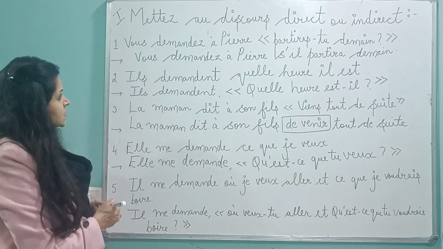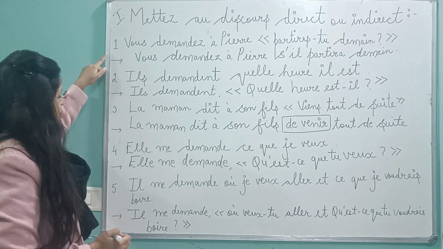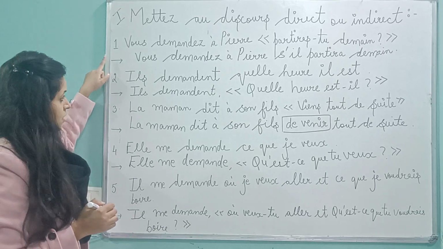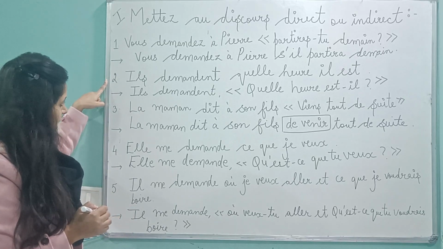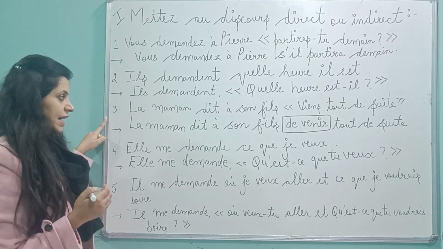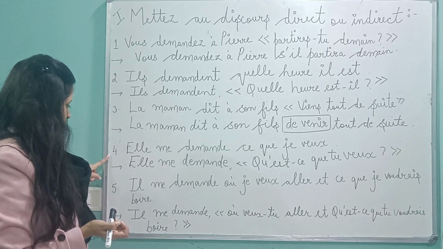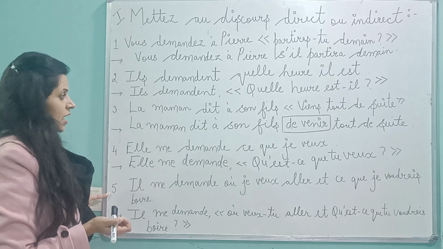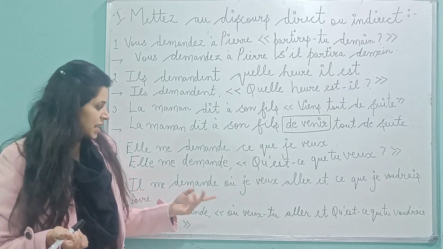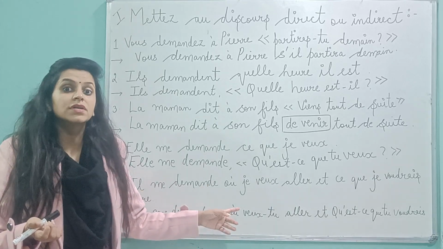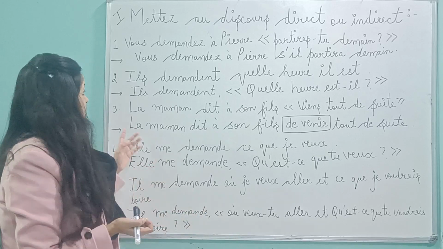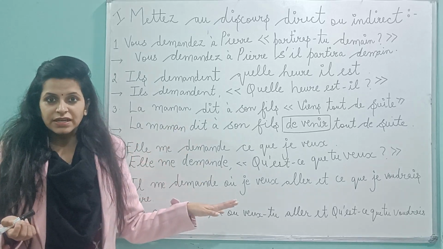So we've seen five sentences here. The first sentence was in indirect speech. Second one was in indirect. Third, again direct. Fourth, indirect. Fifth was again in indirect. And we have changed it to direct. I hope all the sentences are clear.